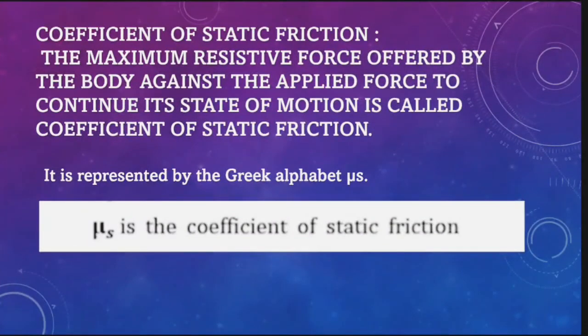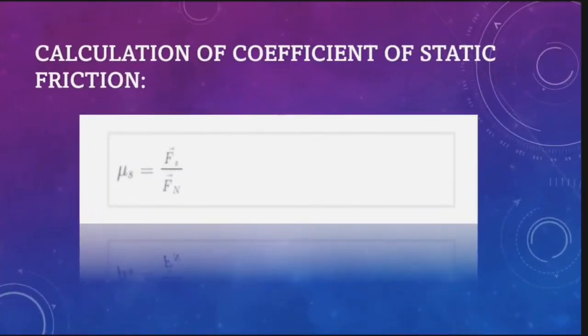Now let us come to the coefficient of static friction. The maximum resistive force offered by the body against the applied force to continue its state of motion is called the coefficient of static friction. It is represented by the Greek letter mu s, as in static friction. Now, how do we calculate it? For its calculation, we have to divide the force of static friction by the normal force, and it is much similar to the calculation of kinetic friction.